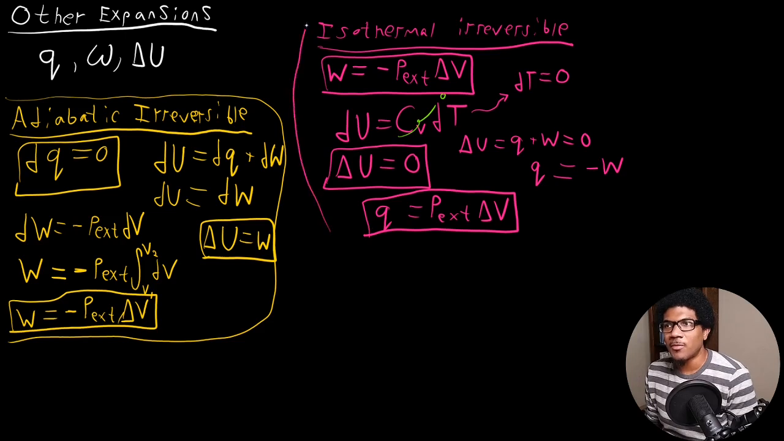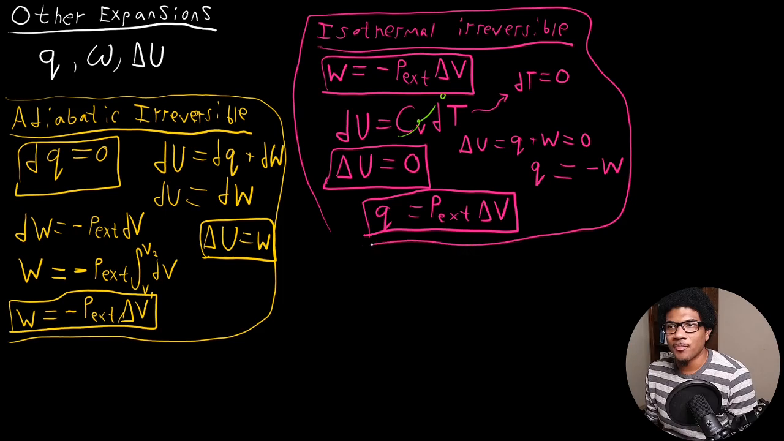All we have to do is just change the sign, and that gives us Q in this case, right? So that's going to be for an isothermal irreversible expansion. So for isothermal irreversible, the work is exactly the same as an adiabatic irreversible, but in this case, delta U is going to be 0 for an ideal gas. So Q is just equal to negative W in that case.